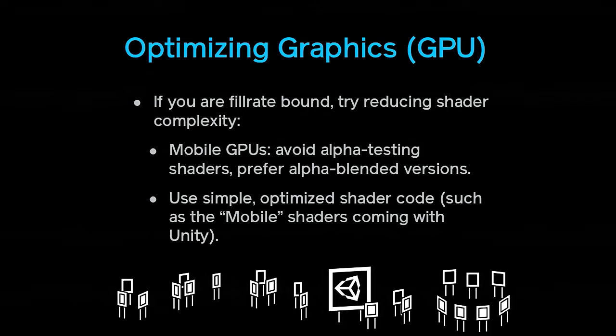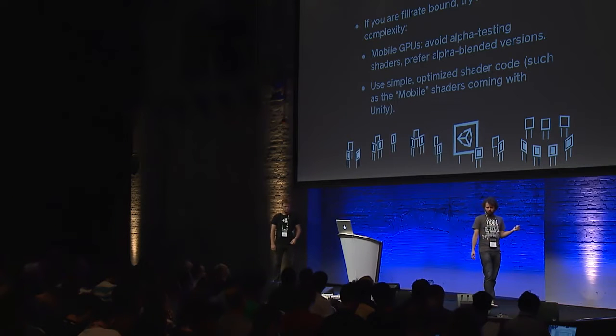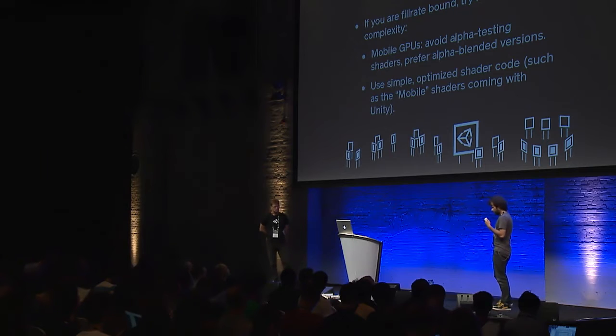If you're fill rate bound, the main thing you can do is try to reduce the complexity of your shaders, because the simpler your shaders are, the less work the GPU has to do per pixel it renders. So some hints on that. If you're targeting mobile, note that alpha testing shaders are typically very slow for mobile GPUs. So avoid using any of those and use alpha blended shaders instead.